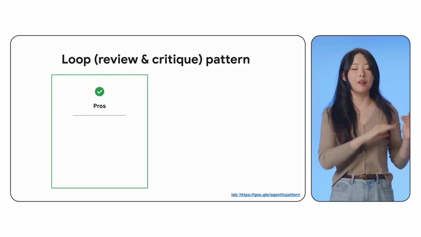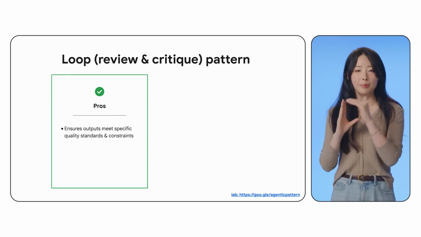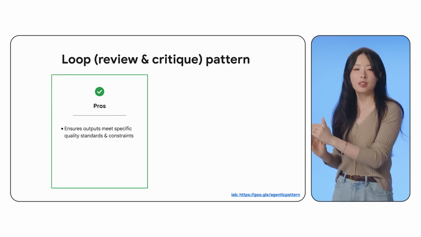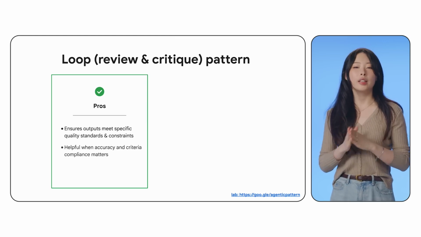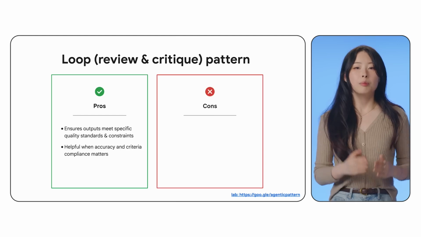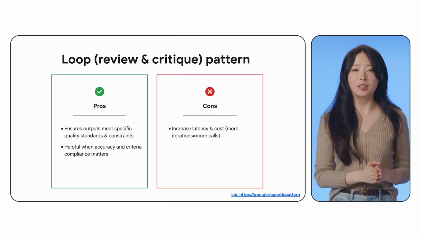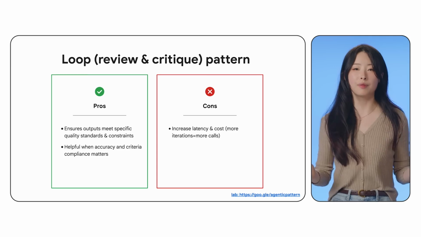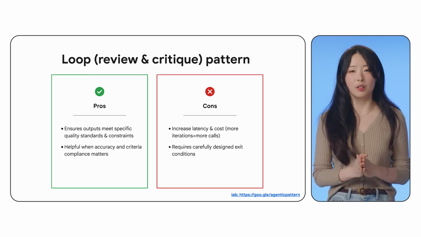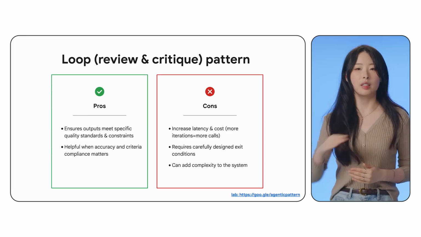The advantages of this pattern is that it can ensure output meets specific quality standards and any constraints. It is helpful when we prioritize certain criteria. However, by getting into this many iterations, it increases latency and cost for the whole system. And we need to be really careful designing this exit condition, which can add complexity to our system. So now we learned this review and critique pattern.